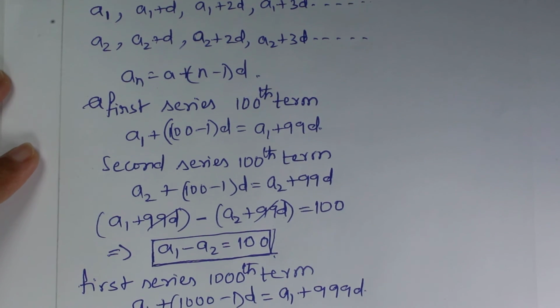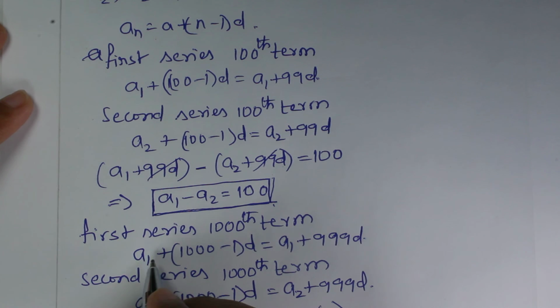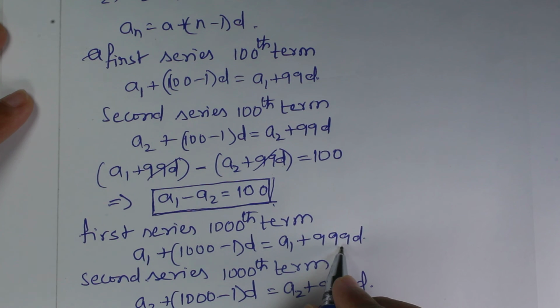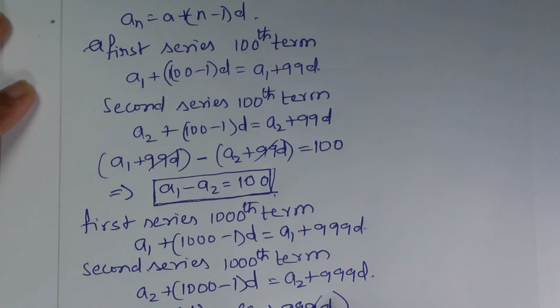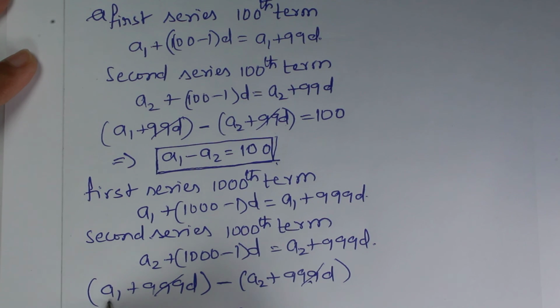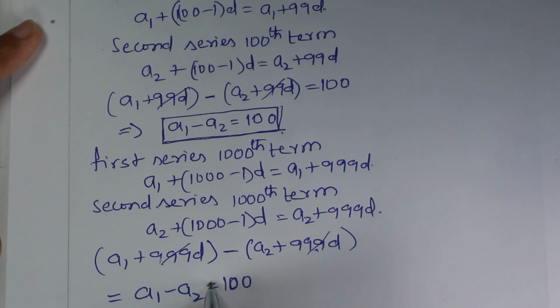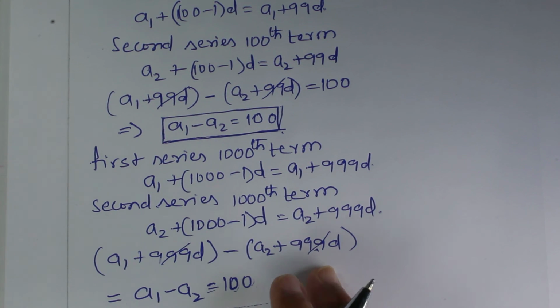Now I have calculated the difference between the thousandth terms. The first series thousandth term has become A1 plus 999d, and the second series thousandth term has become A2 plus 999d. Subtracting the two thousandth terms, I got the answer as A1 minus A2, which is again equal to 100. Hope this is clear for you.